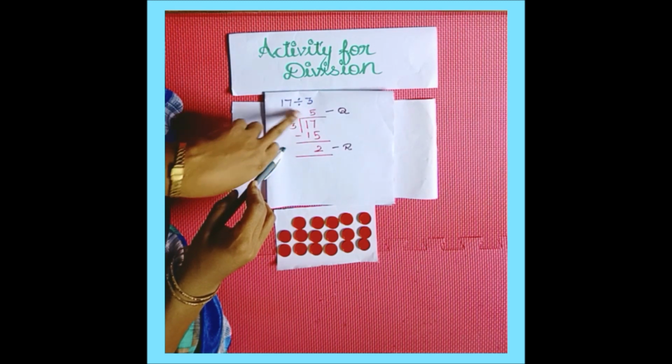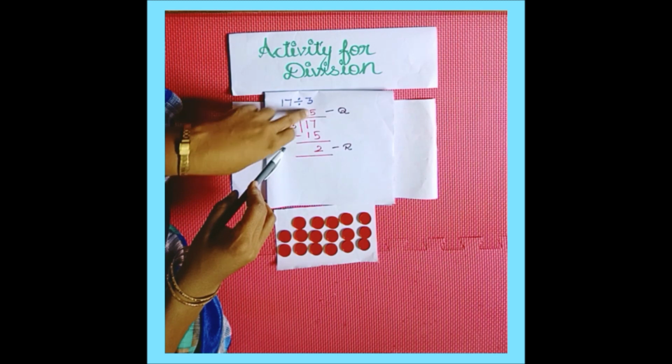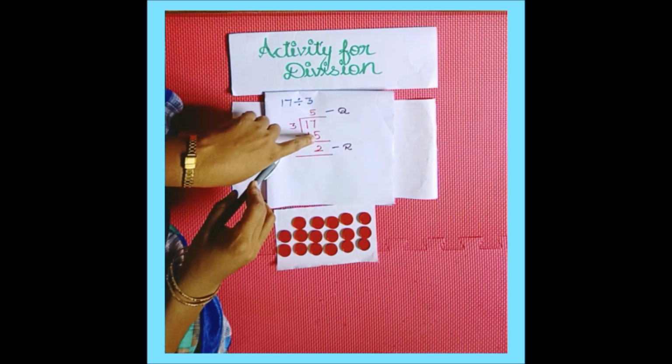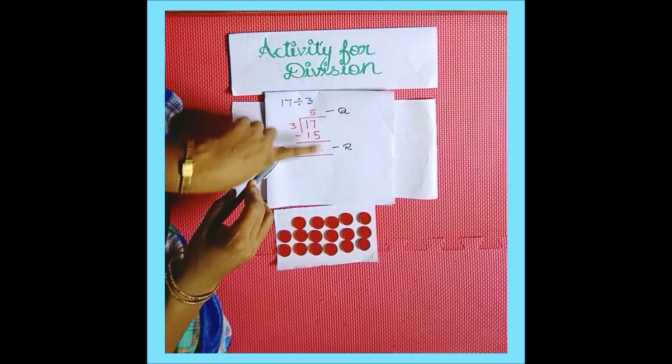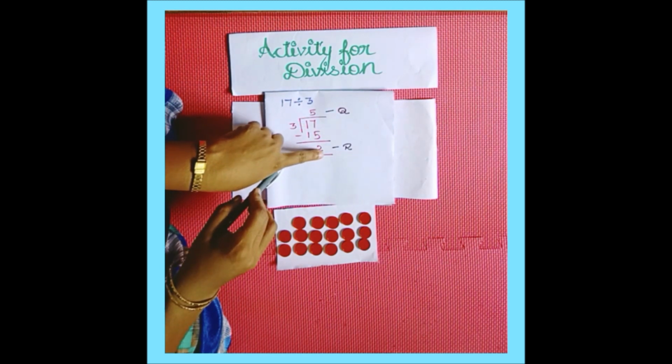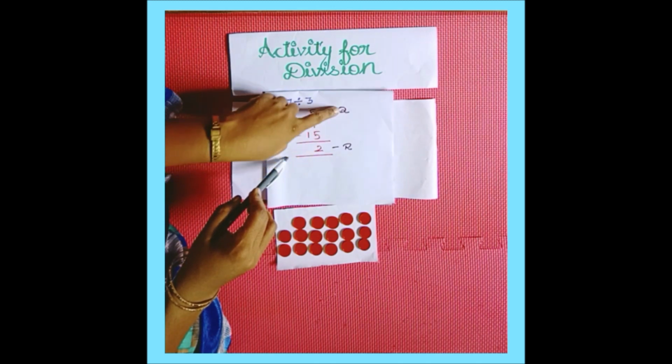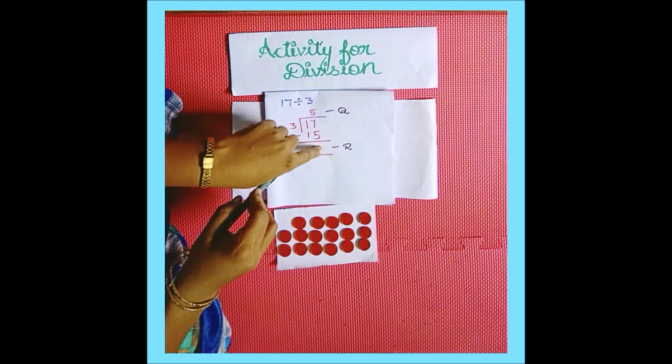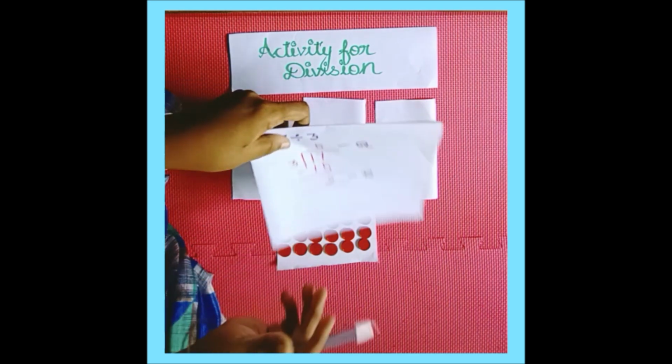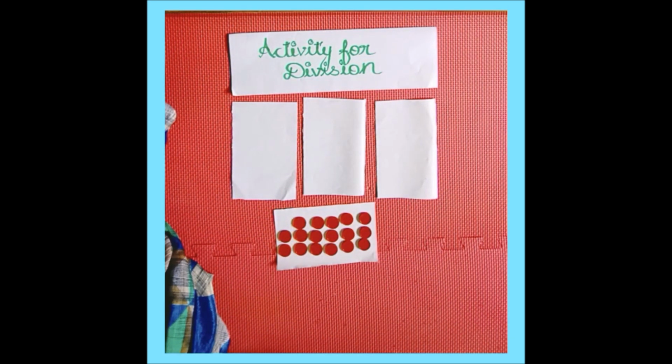So 15 comes in 3 table how many times? 5 times. So in the quotient part you have to write the number 5. 5 3s are 15. By subtracting the 15 from 17 you get the remainder 2. Thus the division of 17 by 3 we get the quotient 5, remainder 2. Now we are going to check the quotient and the remainder by doing activity.